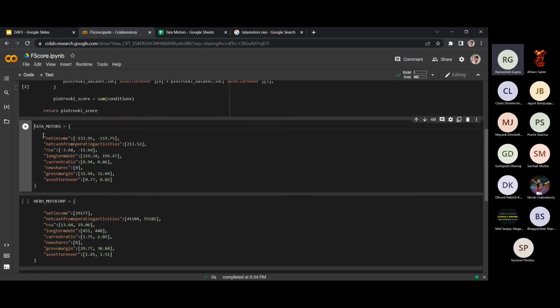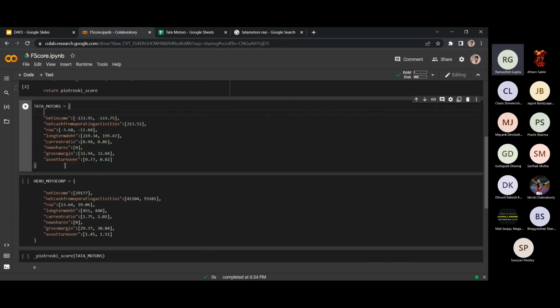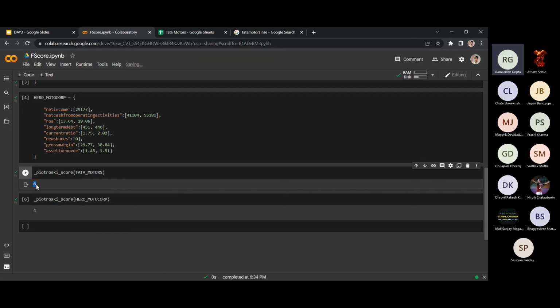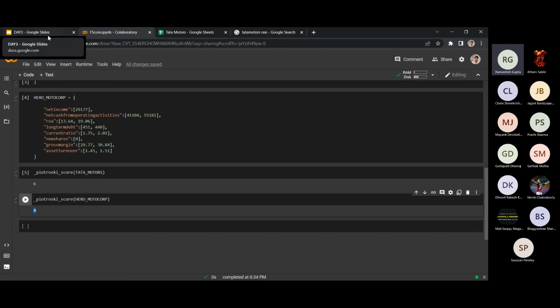So for Tata Motors, I gathered all these numbers and made a dictionary of it. Those who are familiar with Python know what a dictionary is. And for Hero MotoCorp, I have also gathered these numbers. The score for Tata Motors is a 6. That is not a very good number, but it's a good number that we could buy Tata Motors. And for Hero MotoCorp, it's 4. So it signifies that we should do more research before investing in Hero MotoCorp, because it doesn't seem to be very financially strong.